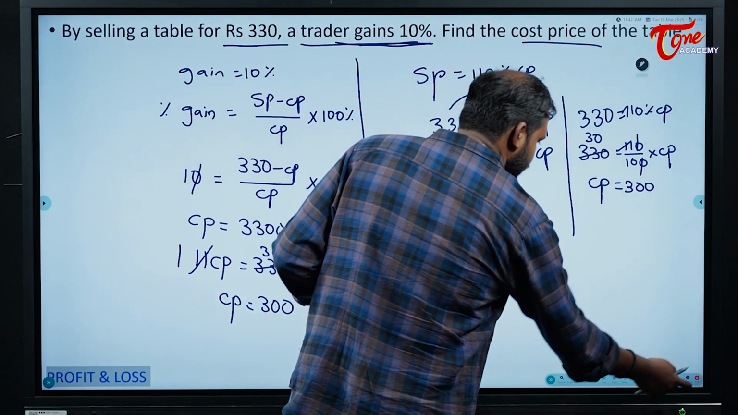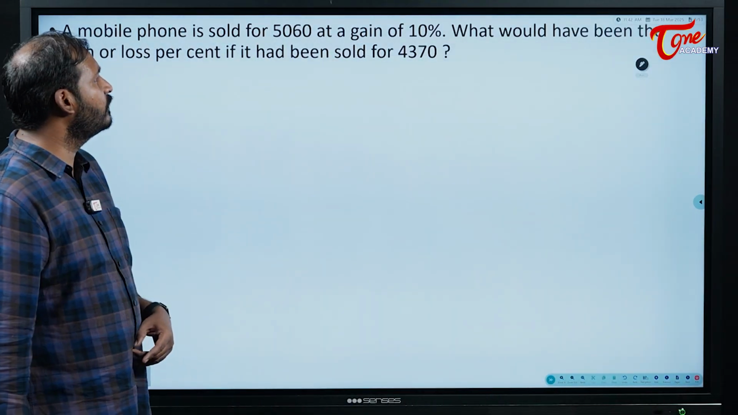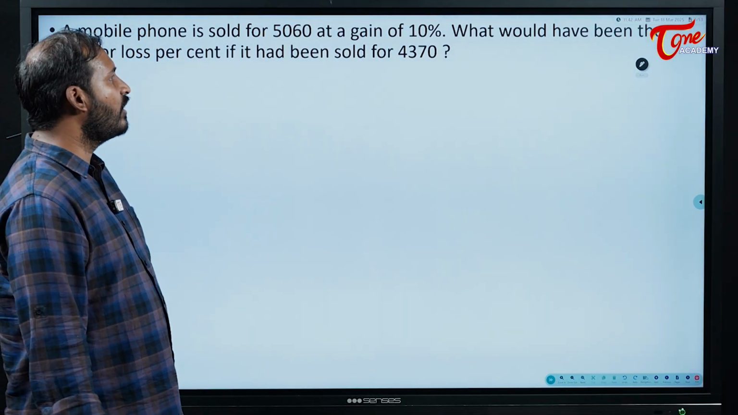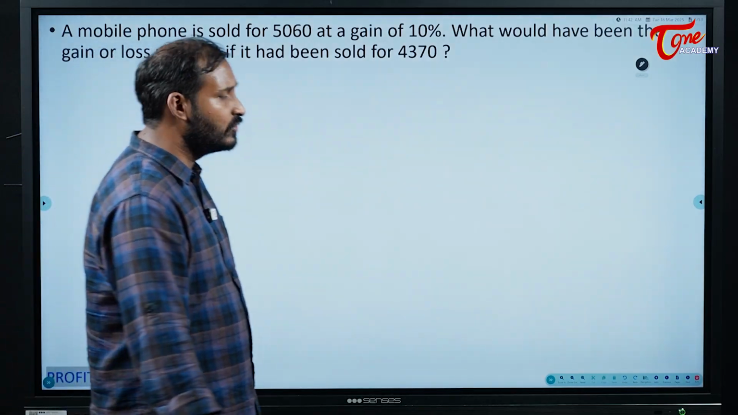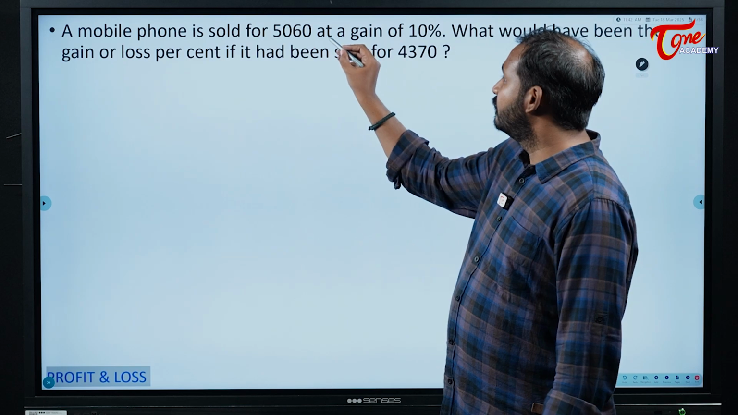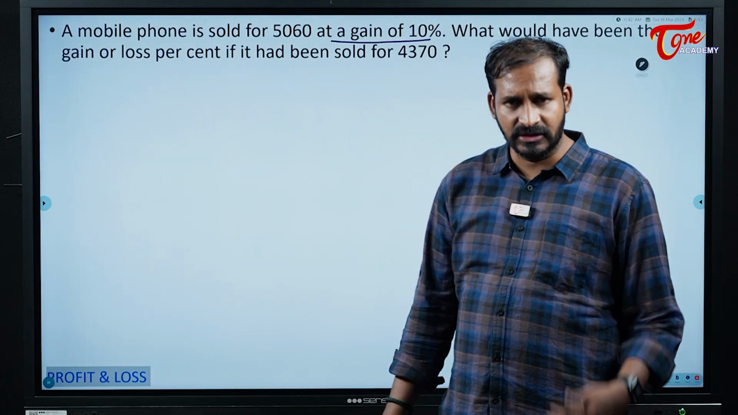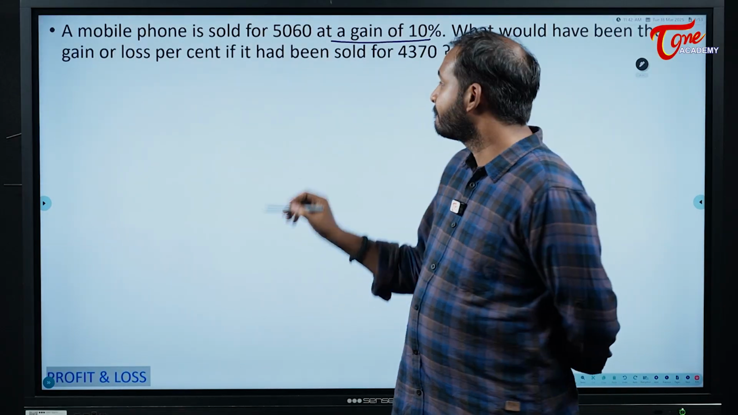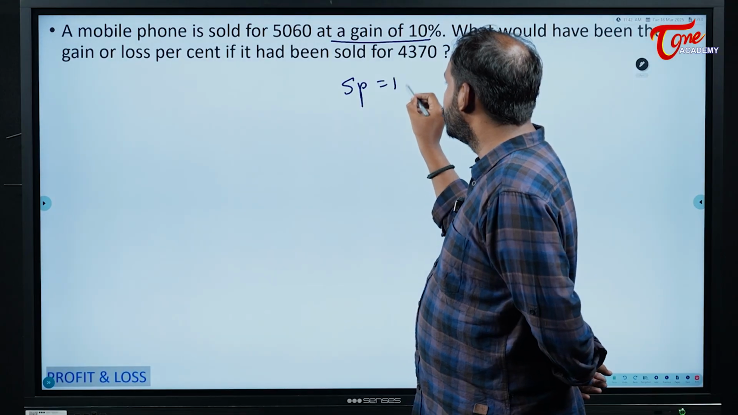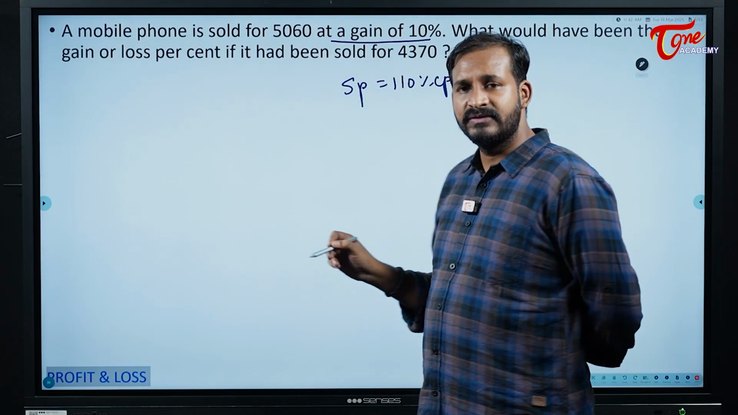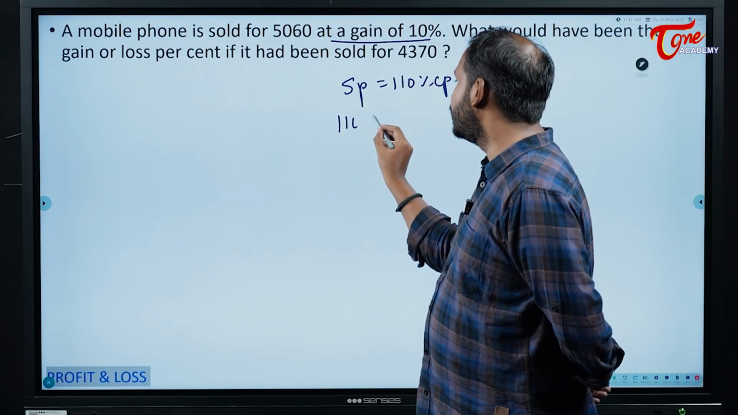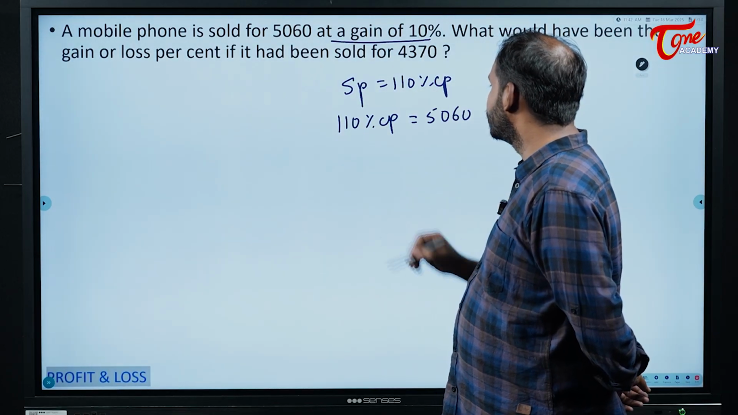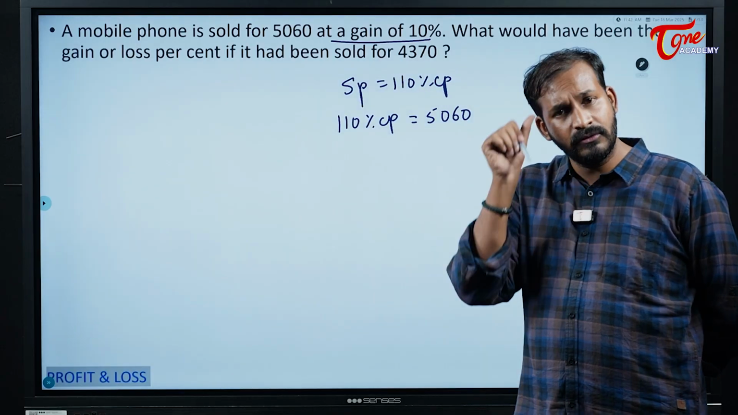Now we will see the next one. See here, a mobile phone is sold for 5060 at a gain of 10%. What would have been the gain or loss percent if it had been sold for 4370? With the basic method, the shortcut method which we have seen, we will get the answer very easily. Gain of 10% means what is the relation between SP and CP? SP is equal to 110% of CP. That means 110% of CP is equal to 5060.